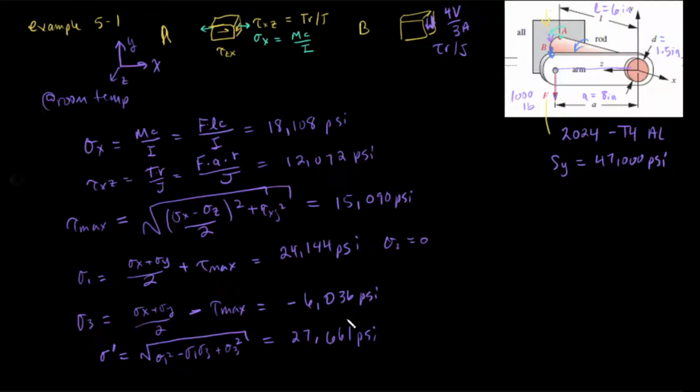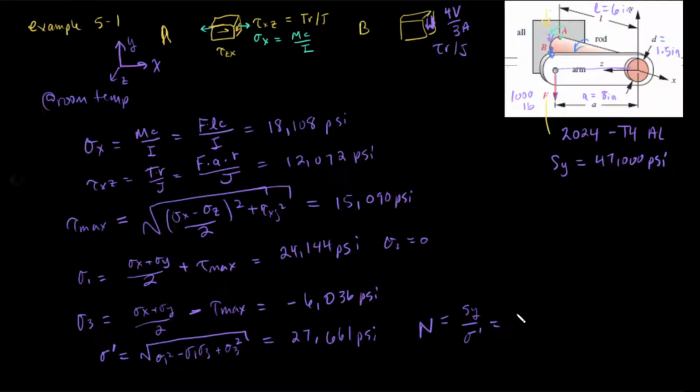Okay, and then the safety factor we'll calculate using the distortion energy theory. Okay, and our safety factor is equal to our yield stress over our von Mises effective stress. Okay, this is the von Mises equation.